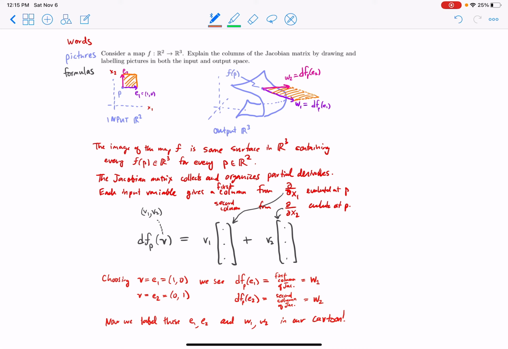This is it. We have explained the columns of the Jacobian matrix by drawing and labeling pictures in both the input space and the output space. And we used our words to explain what's going on. What are those columns? Where do they come from? How are they related to E1 and E2? And this is my answer. This will be very important for integrating in the next question.